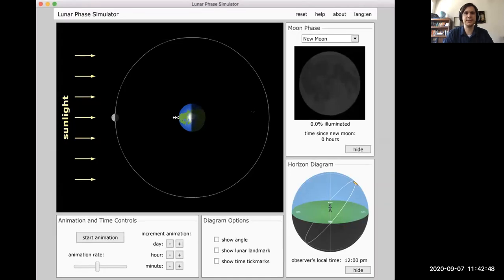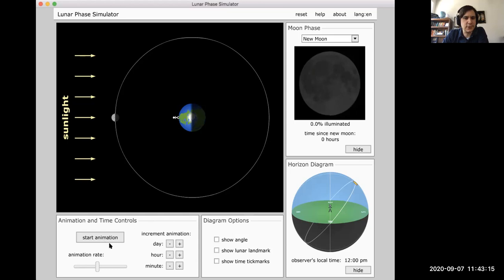So you should be able to see the simulation. Notice that here we have the person, we have the night side of the Earth, the day side of the Earth, and we have the moon. Sunlight is coming in from this side. Over here, you're going to see the phase of the moon. And then this horizon diagram is showing you the moon as it rises in the east, travels in the sky, and sets in the west. And here would be its meridian crossing time, its culmination, its highest point in the night.